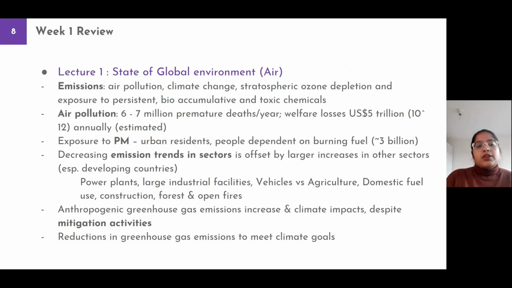For example, because power plants, large industrial facilities, and vehicles have regulations surrounding them, they are being controlled and regulated by regulating bodies and governments in terms of their emission control and release, whereas unregulated sectors such as agriculture, domestic fuel use, construction, and forest and open fires, which do not have very active regulations around their emission control, are leading to a larger increase in carbon emissions.